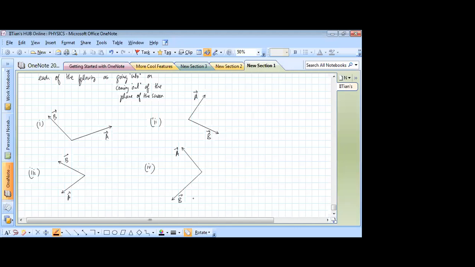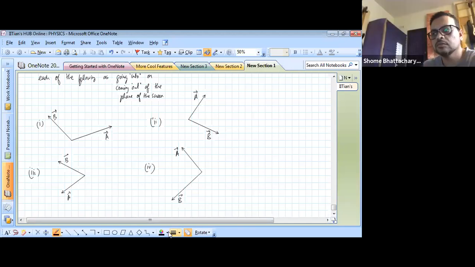Okay. So you will see, let me just put the answers up. So in this case, it is coming out of the plane, because what is happening is you have to place your fingers like this and your thumb like this. So you see that your palm is facing outwards like this when you place your right hand like this. But in this case, it is going into the plane.